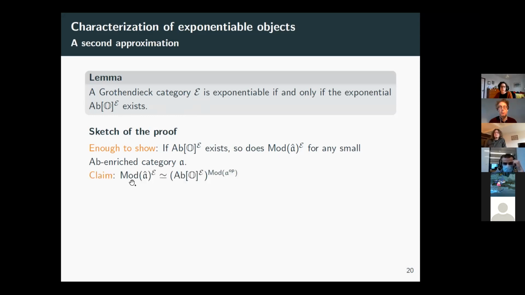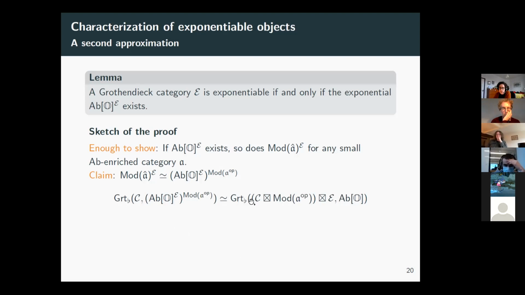And the claim again is that this exponential is given as follows. We take this exponential that exists by assumption, and then we take a further exponential that we know by the previous proposition. We know that the pre-sheaves are exponentiable, so we know this guy exists. So we claim that this is the exponential that we're looking for. And how do we prove it? Well, flat morphisms from C to this guy, using the exponentiation.